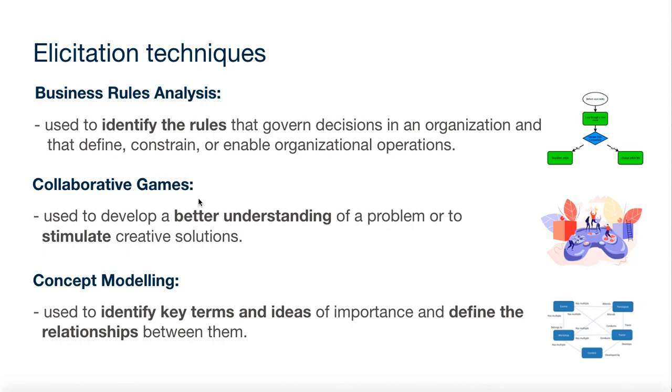The next one is collaborative games. So this is used to develop a better understanding of a problem or to simulate creative solutions. So I can give you one example of collaborative games. So there's this famous one which is product on the shelf. So by the name itself, product on the shelf means that every product lies in a shelf, and when the product lies on that shelf, the product has a outer box, it has a covering, and the covering of the box and the packing, it explains and gives information about what the product is and what value it provides to the user, what's the solution, and what are the benefits and features of that product.